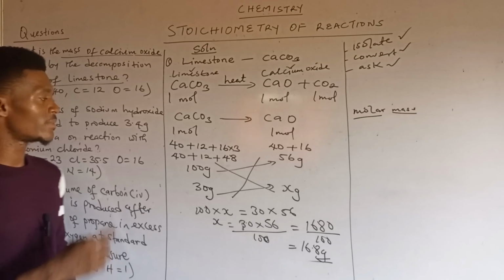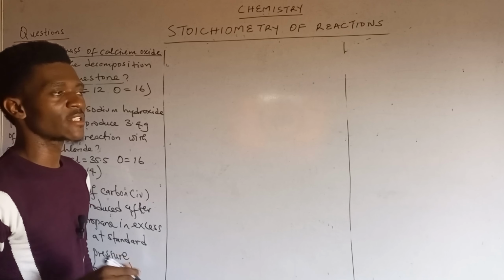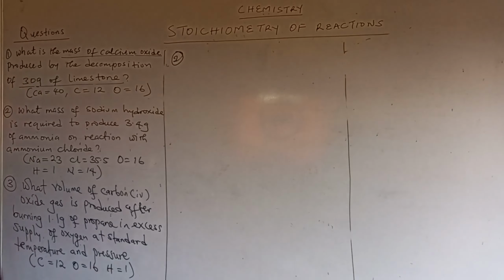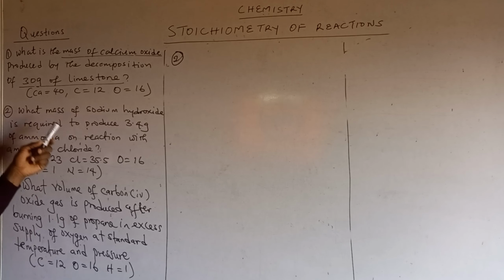Then let's look at the second question. Looking at question 2, now we are given that what mass of sodium hydroxide is required to produce 3.4 grams of ammonia on reaction with ammonium chloride.